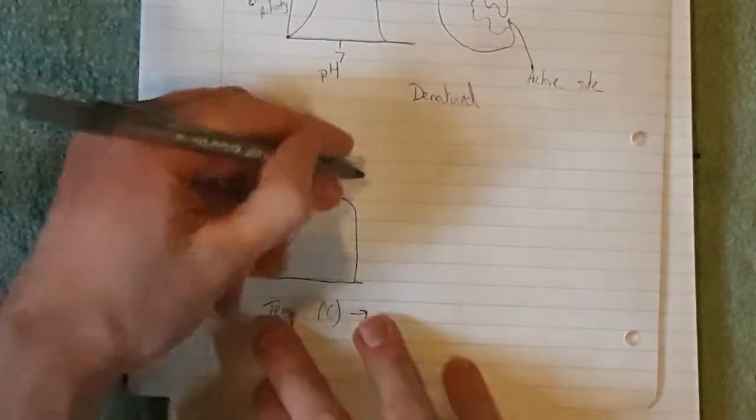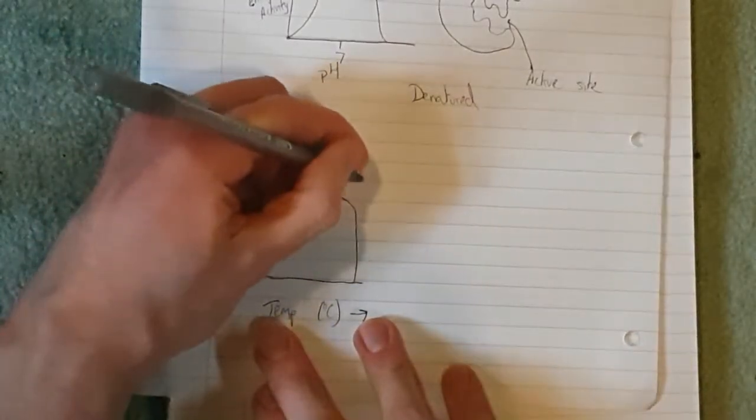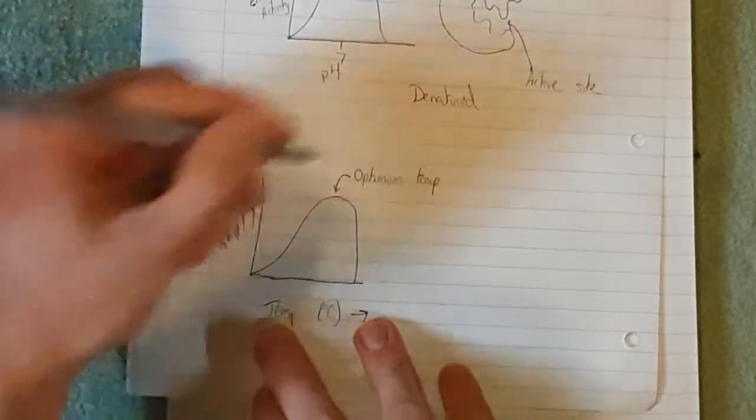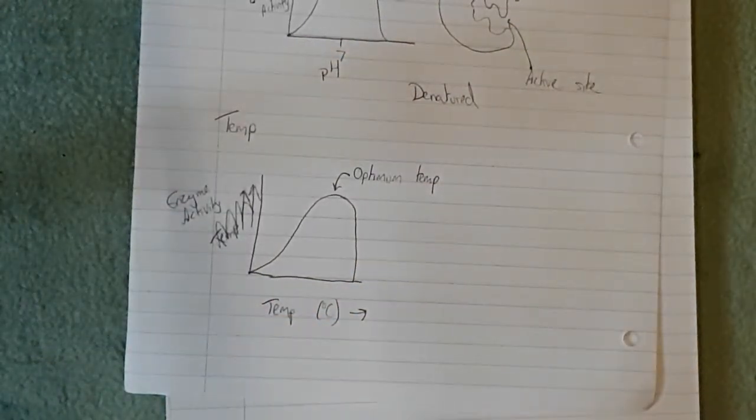And like our pH, there's always going to be an optimum temperature. Most of the time, optimum temperature is about 37. I'll give you a couple of seconds to have a little bit of a think as to why that's the case. And you guessed it, it's because body temperature is 37, so the optimum temperature of enzymes in our body is 37 because of our body temperature.